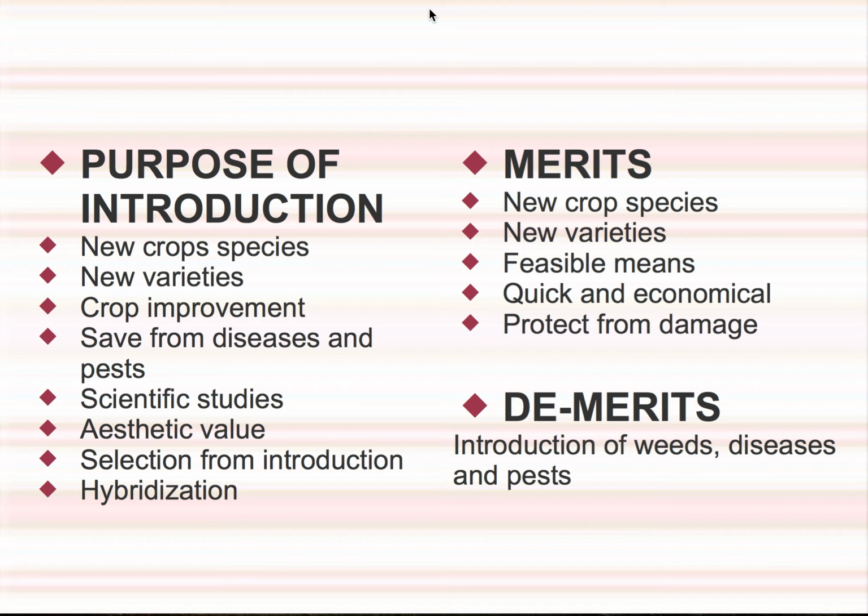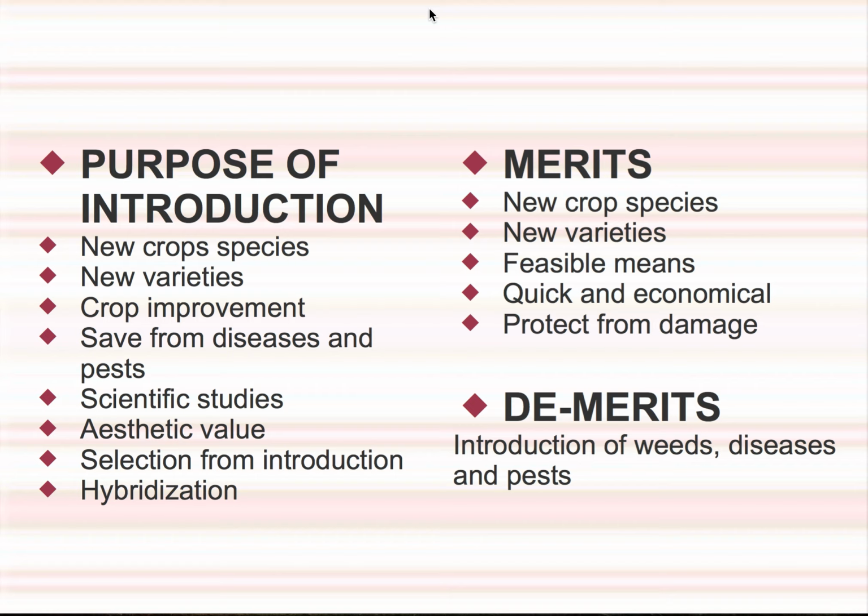Then again, for scientific studies, for aesthetic value, and also varieties can be selected from introduction. Selections can be done, pure line, mass, anything. Then varieties are also developed through hybridization from these introductions. These introduced varieties can be used as parents in hybridization programs. And there are also a few merits. They provide entirely new crop species to a particular country or an area. Entirely new crop species can be introduced, and they can also be released directly as new varieties.